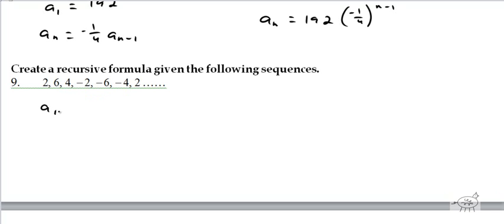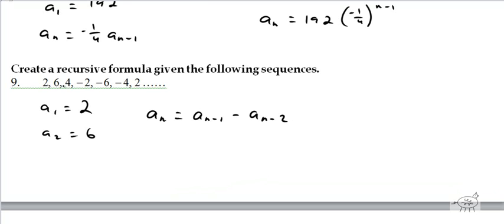So I would write a sub 1, because you got to find those first two terms that you're using. A sub 1 is 2, a sub 2 is 6. So then I would say a sub n. Well, what am I doing? I'm taking the term right before it, so a sub n minus 1, and I'm subtracting the one two before it, minus a sub n minus 2. And if you're not sure, just check it.